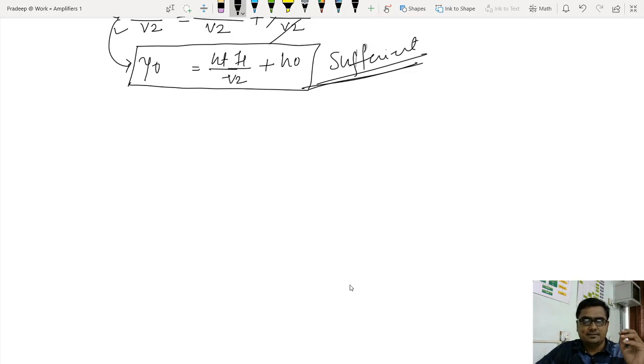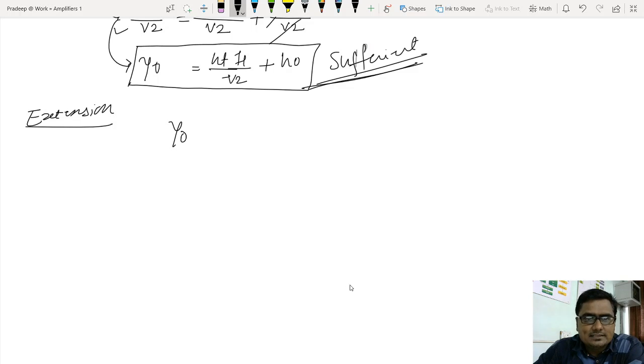But still, if somebody wants to extend this analysis, then he or she can get the value of YO in the form of HF, HO and HR also. Okay, let us continue and get the value of YO in the form of HF, HO and HR. Now it is just an extension. Now observe the equation. YO is equal to HF multiplied by I1 divided by V2 plus HO.